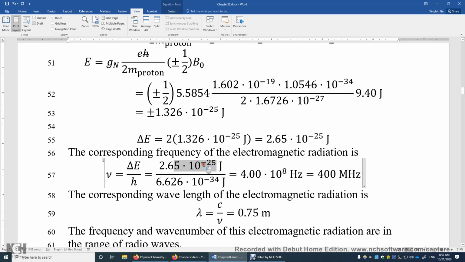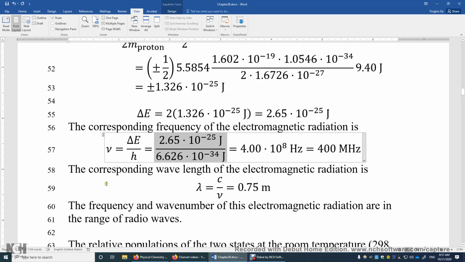So, delta E, the energy spacing on top, which is also the energy of the electromagnetic radiation, divided by h gives you the frequency of that radiation. When you do this calculation, you'll get 400 megahertz. We can also calculate the corresponding wavelength. It's just c, the speed of light, over the frequency. It's 0.75 meters, so it's in the range of radio waves.